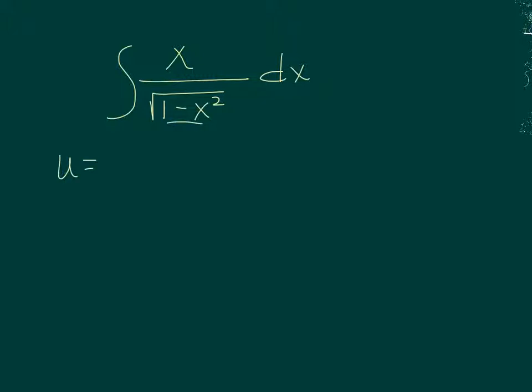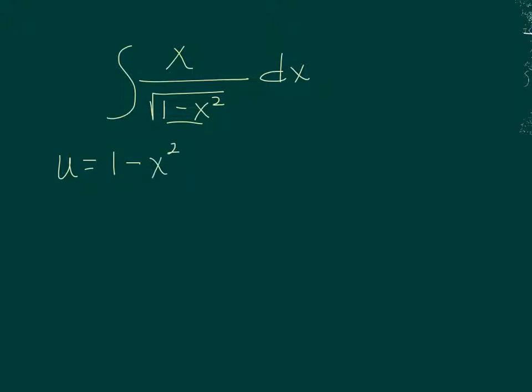Just want to look at a couple more. Let's say we have the integral of x over the square root of 1 minus x squared dx. Again, we could use pattern recognition and probably figure this one out, but let's use substitution because sometimes substitution just makes our problem easier to visualize. So u is going to be this inner function, 1 minus x squared.